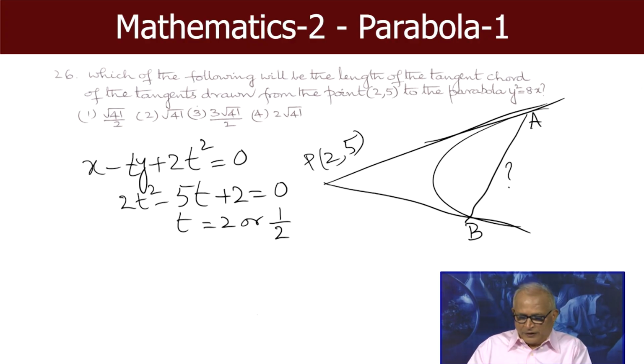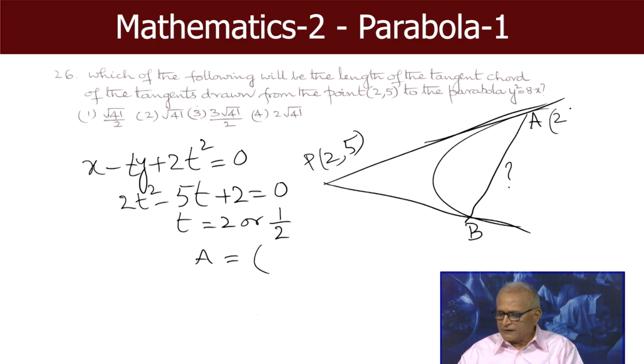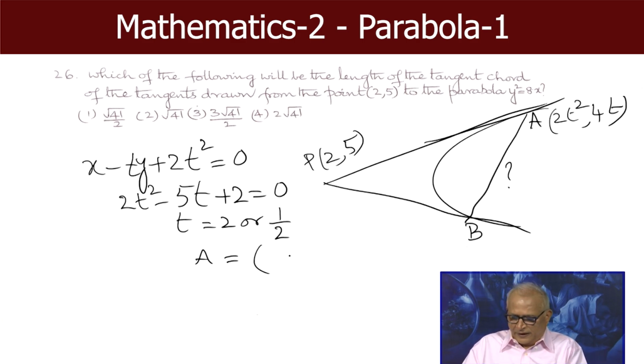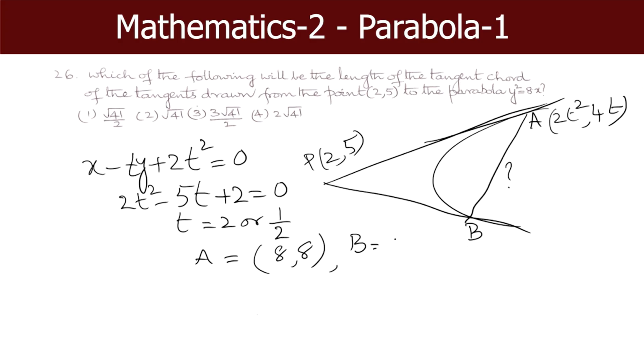Okay. So, a is 2. What is 2? A is 2. The point is 2t square, 4t. That is of course the general point. So, when t equal to 2, that is 8 comma 8, and when t equal to half, that is 1 by 2 comma 2. Okay. So, what is AB?